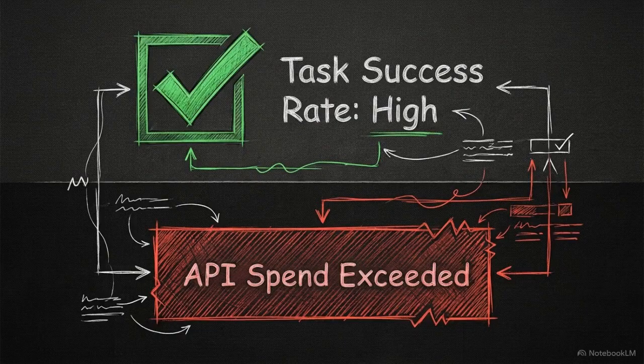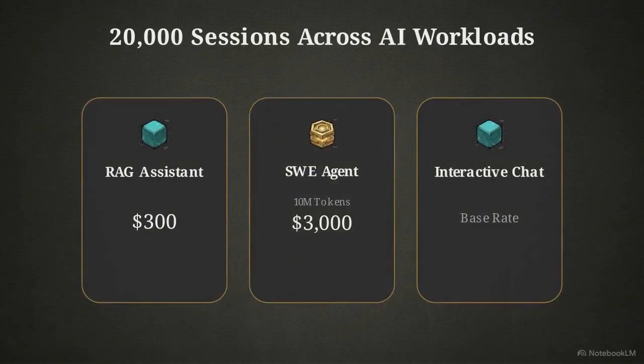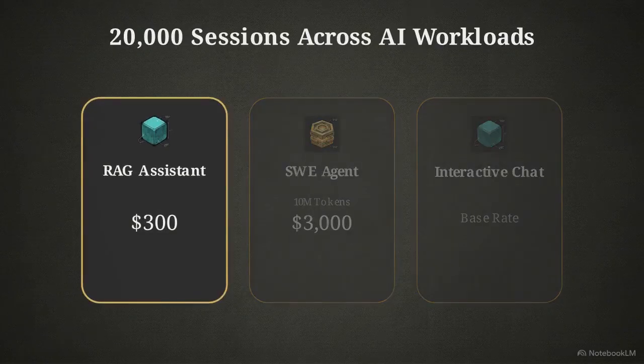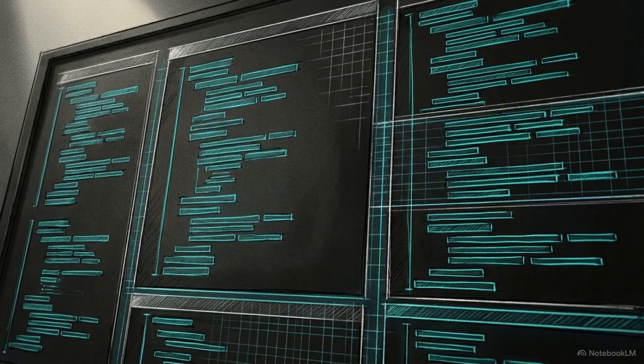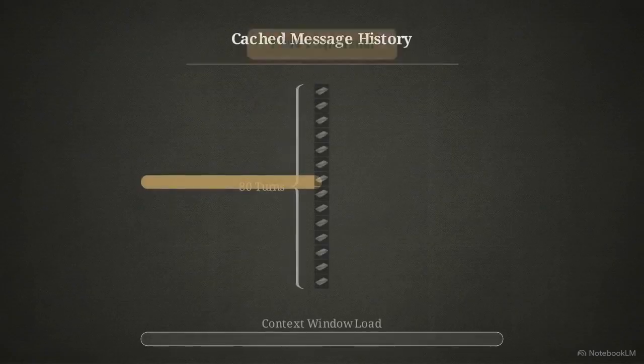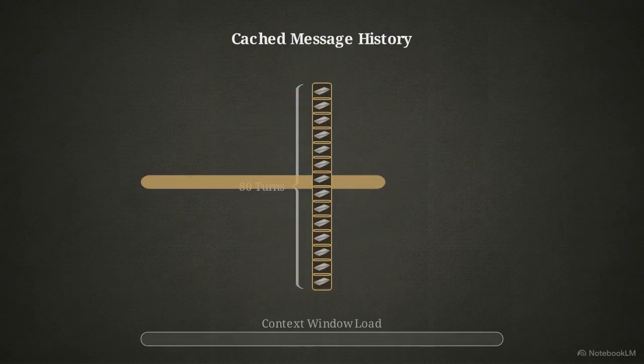to achieve that intelligence. This matrix compares 20,000 sessions across 3 standard AI workloads. For a RAG assistant, the monthly bill climbs from $300 to over $400. An autonomous SWE agent running 10 million tokens scales from $3,000 to over $4,050. Long interactive Claude Code sessions get hit harder. An 80-turn refactoring loop compounds the token penalty across every cached message in the history.